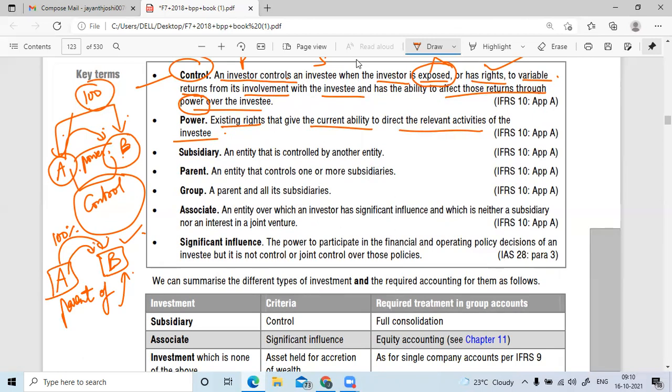So here we are very clear with our definitions. Subsidiary, which is controlled by another entity, which is the parent in this context. Parent, the one which controls one or more subsidiaries. Group, parent and subsidiary clubbed together is a group. What is the difference between a parent, a subsidiary and an associate?